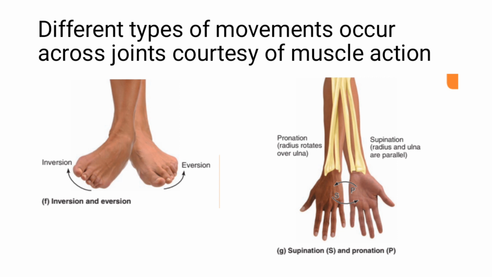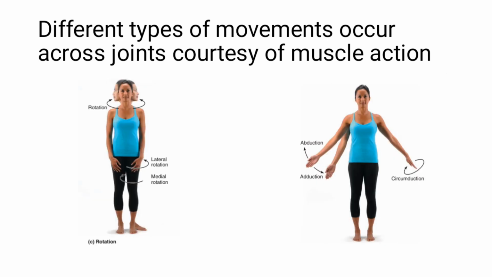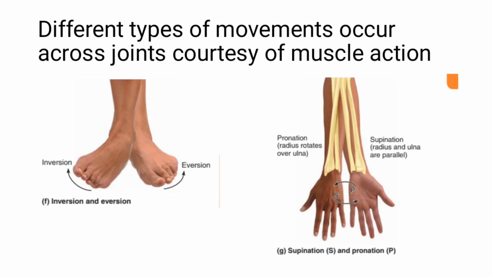Okay. And then you have side-to-side rotation in the neck and in the spine. We've talked about adduction and abduction. You guys can go figure out what circumduction is, right? It's a conjugate movement. And then we can talk about inversion, eversion, supination, and pronation.